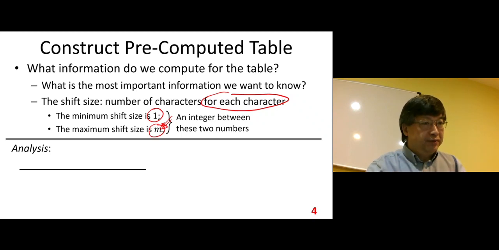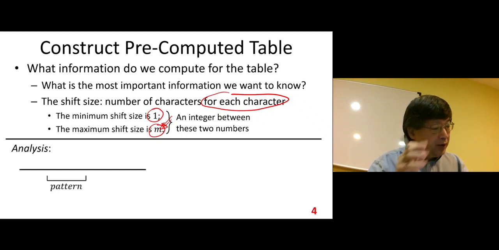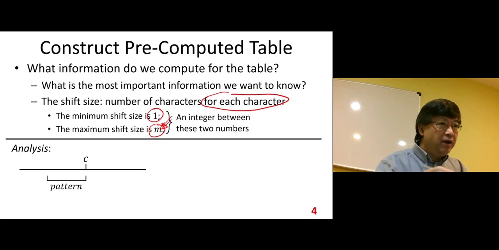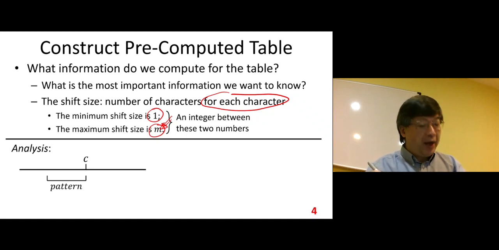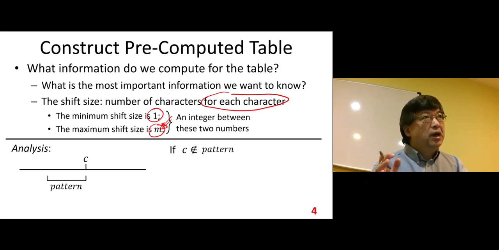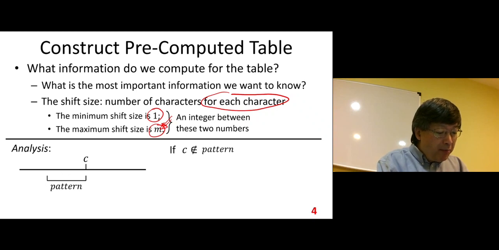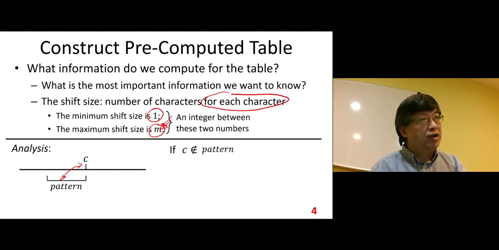Suppose this is the text, and then we have a pattern. In the middle part of the text, we compare the first character C with the first character of the pattern from the right. There are two cases. The first case: C is not in the pattern, so you cannot find a C character in the whole pattern. This tells us not to try to match anything in the middle to that C. No character in the middle of the pattern can match that C.